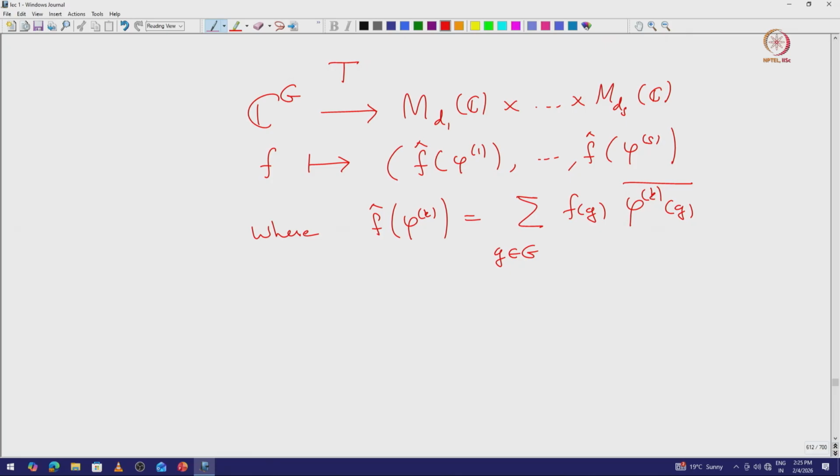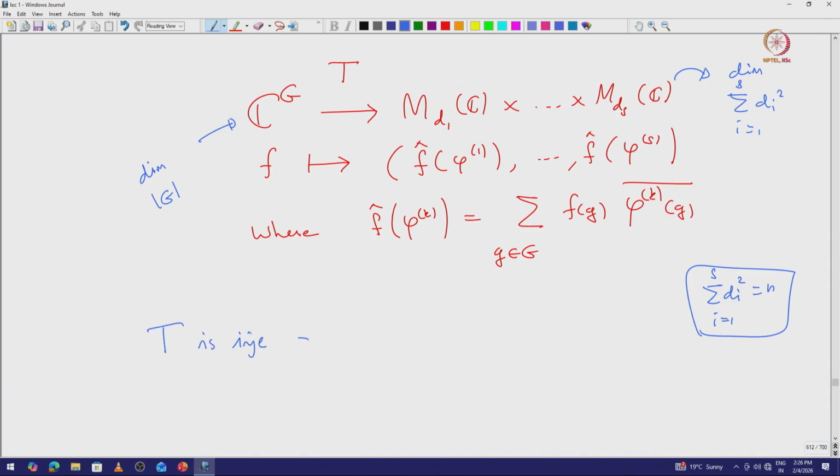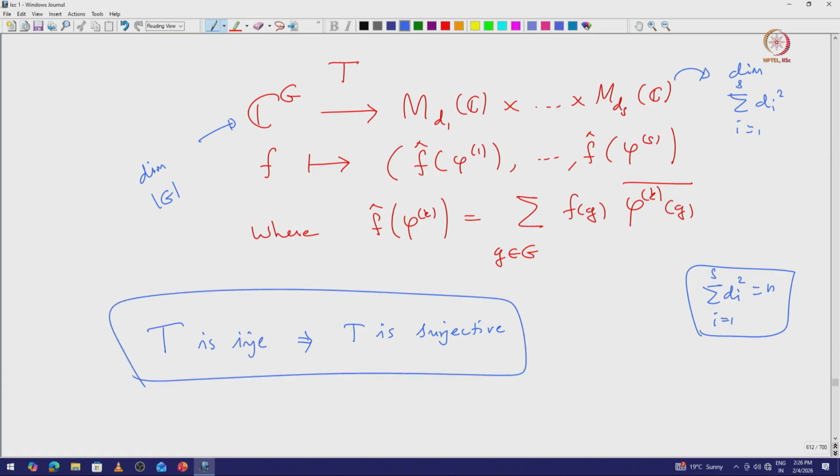Once we prove this is linear, Fourier inversion, which we checked, immediately tells you that it is indeed an injective map. Since the dimension matches on both sides, the dimension of this is exactly given by the cardinality of G, and the dimension here is given by the summation of d_i squared, but we already know that the sum of d_i squared is exactly equal to n. That observation tells us that once we prove T is injective, T is surjective. So T injective plus linear transformation tells us that T is surjective. T is injective is the Fourier inversion, which we already checked.